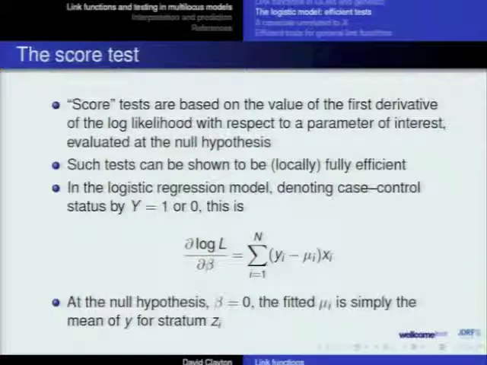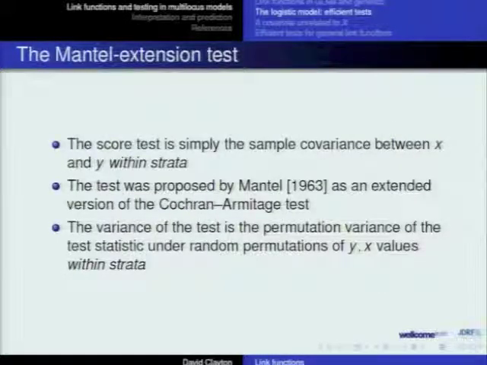In this particular case, though, we fitted the stratum effect. So when we come to evaluate this as a test for the association, these mu's are the mean of the y's within strata. So this covariance is actually a covariance within strata. And that test is basically the one we almost always use in genome-wide association studies. It's usually called the Mantel extension test. It's Mantel's extension of the Cochran-Armitage test. But it's simply a covariance between the phenotype and the genotype within strata.